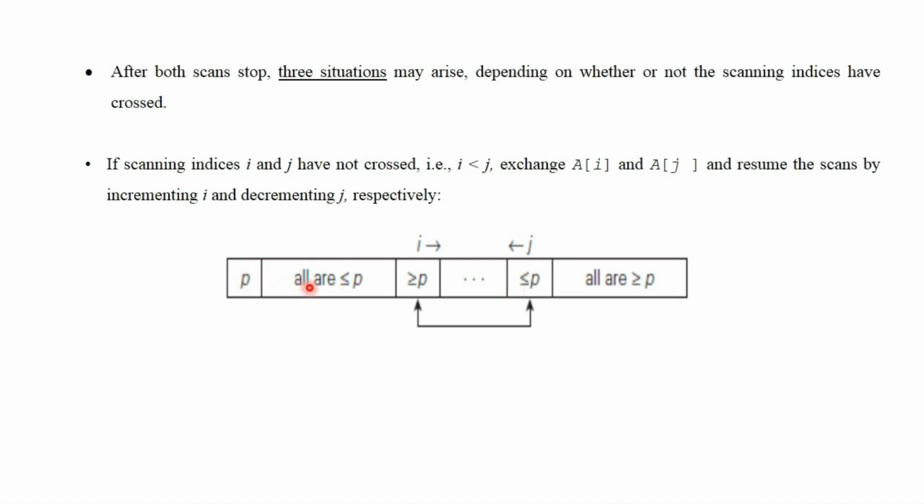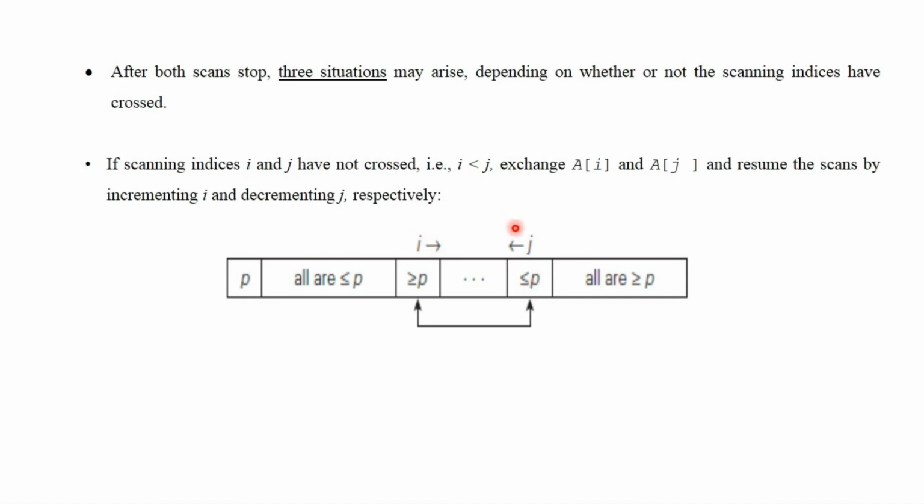The pivot element is here. Here you have all the elements that are less than or equal to p. You have stopped at that i where you found a value that was larger than the pivot element. Here are all elements that are greater than or equal to the pivot element. You have stopped at index j where you found the first element that was smaller than the pivot element.